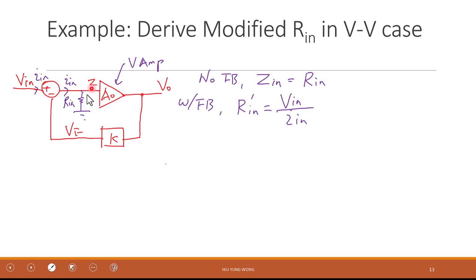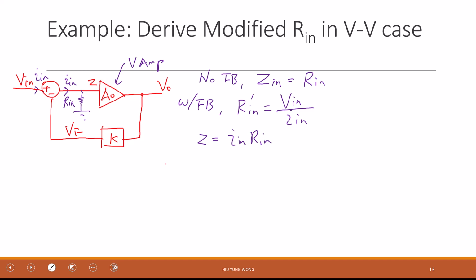So if I in comes to here, what is the value of Z? What's the voltage at Z? Where does this I in go? Go to R in. Yeah, very simple. It's just equal to I in times R in, because this is ideal, right?